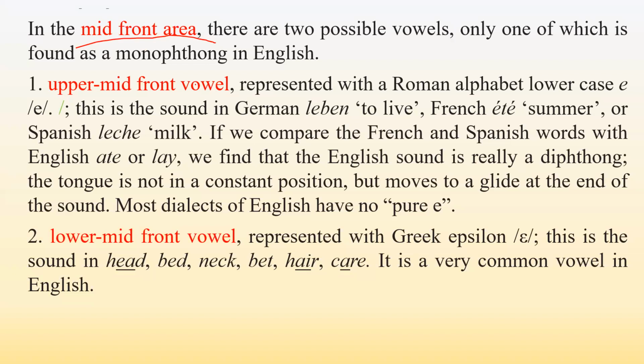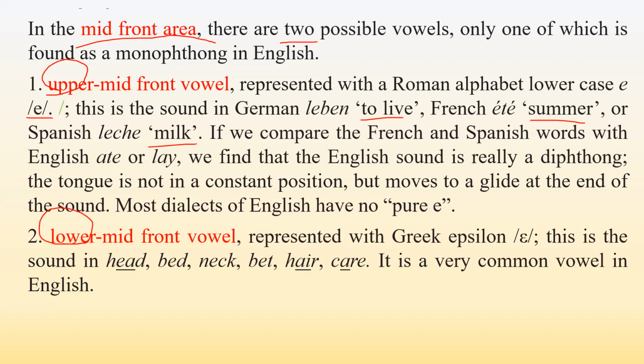So next we talk about the mid-front area. And here also there are two possible vowels. One is the upper mid front vowel and the other is the lower mid front vowel. Both are mid front vowels, one upper, the other lower. The upper mid front vowel is represented with the Roman alphabet lowercase a, this one. This is the sound in German leben, to live, French été, summer, or Spanish leche, milk. In these words, you find this sound.